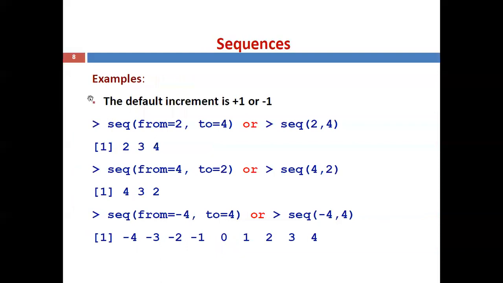Then coming to examples, the default increment is plus or minus 1. See the first example, seq of from equal to 2, to equal to 4. Here the by value is not given, which means by default the increment is plus 1, or if you give a negative value, then the decrement is minus 1. In the first one you can see seq of from equal to 2, to equal to 4. The starting value is 2, the ending value is 4.